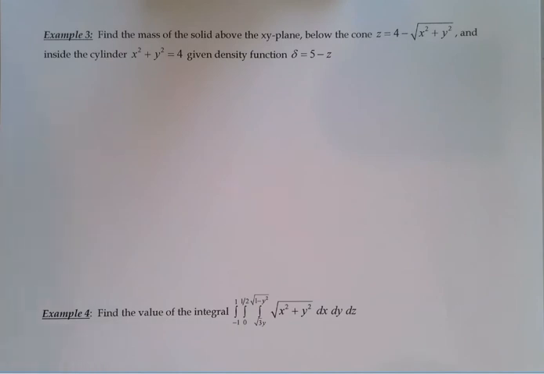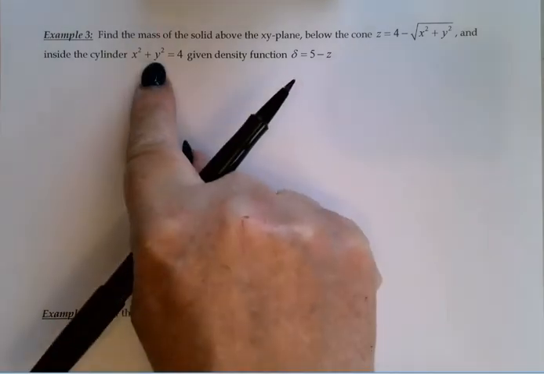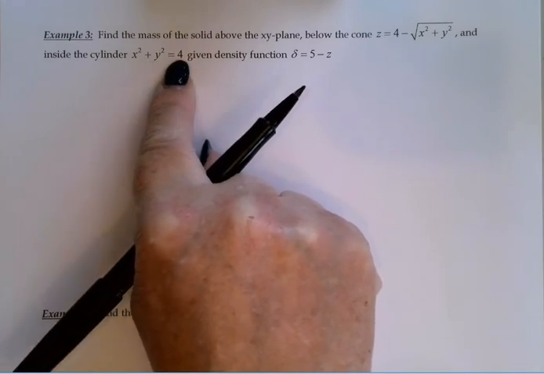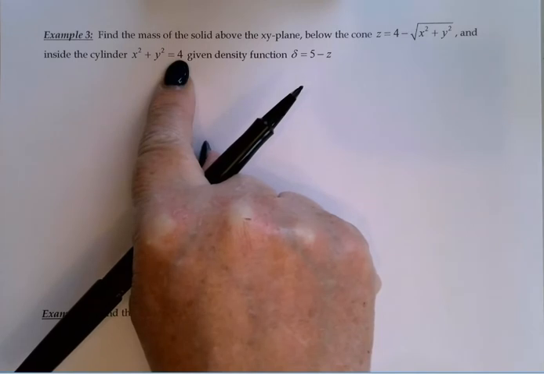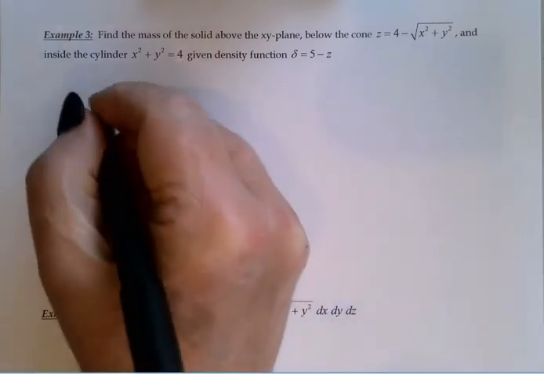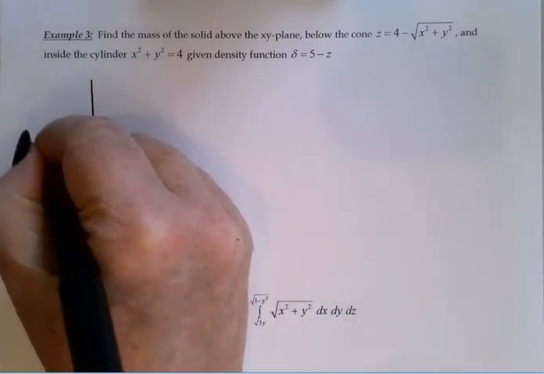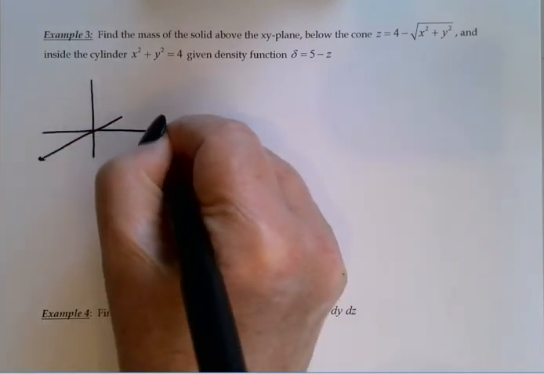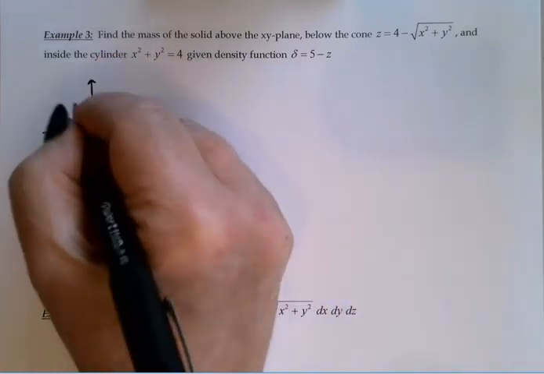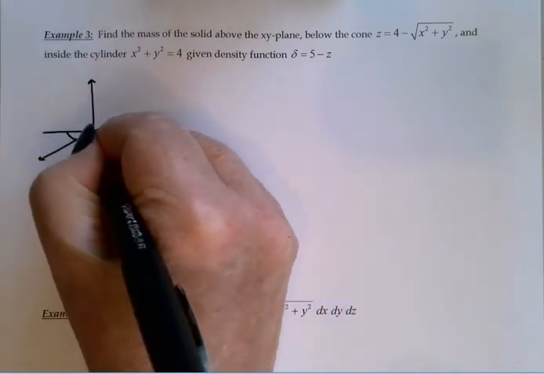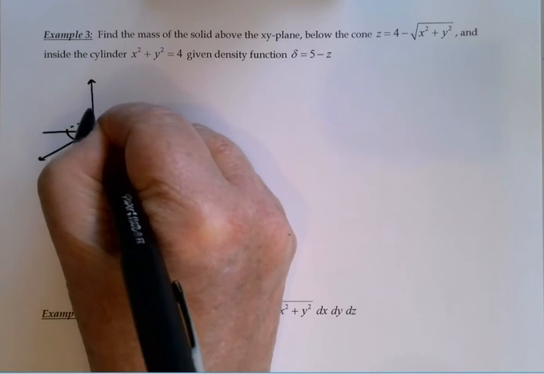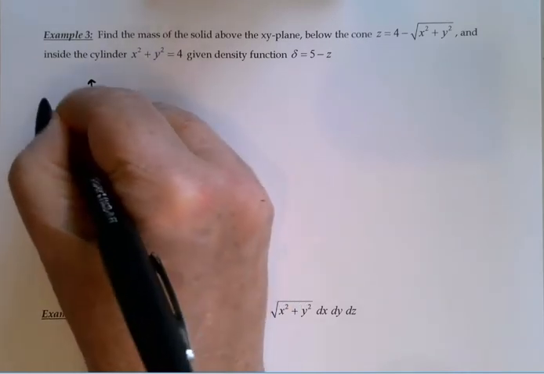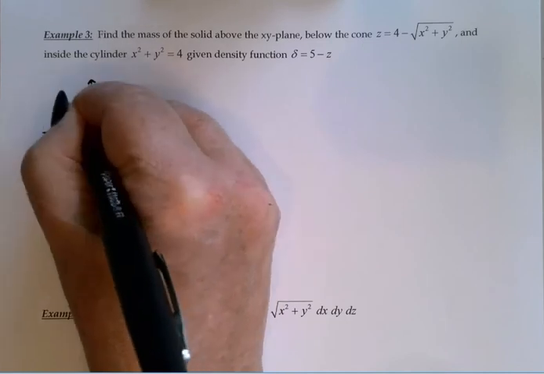So if we think about this for a moment, this cylinder is a circular cylinder. It's a circle of radius 2 in the xy plane, parallel to the z-axis. So if I start thinking about my sketch, again in the xy plane, here's the circle of radius 2 going up parallel to the z-axis.